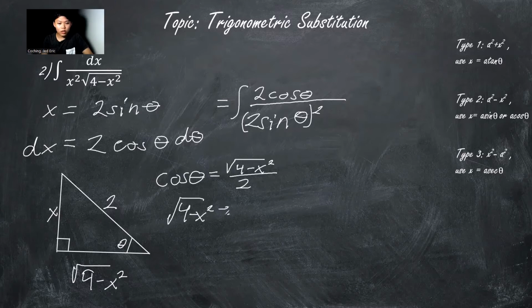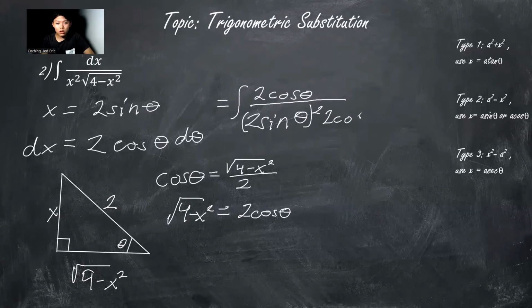If we transfer it, the square root of 4 minus x squared is equal to 2 cos theta. So the square root 4 minus x squared is equals to 2 cos theta d theta. Okay, now we can cancel out.